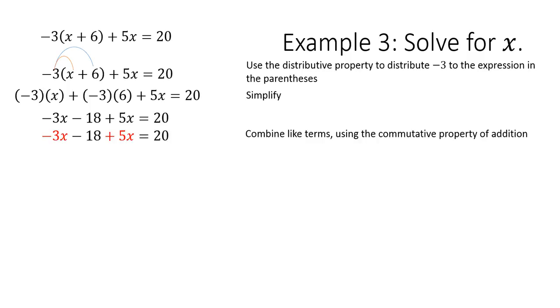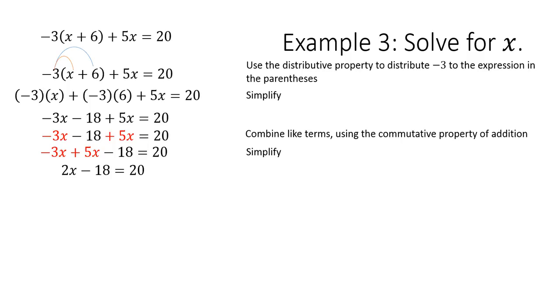And then you're just going to combine the like terms using the commutative property of addition. So I'm going to be rearranging stuff, and the like terms are negative 3x and 5x, so I just moved them to be next to each other, didn't do any algebra here. And then I brought down the negative 18 and the 20. And then I'm going to simplify by adding the negative 3x and the 5x, and that's going to give me 2x. Then I brought down the negative 18 and the 20.